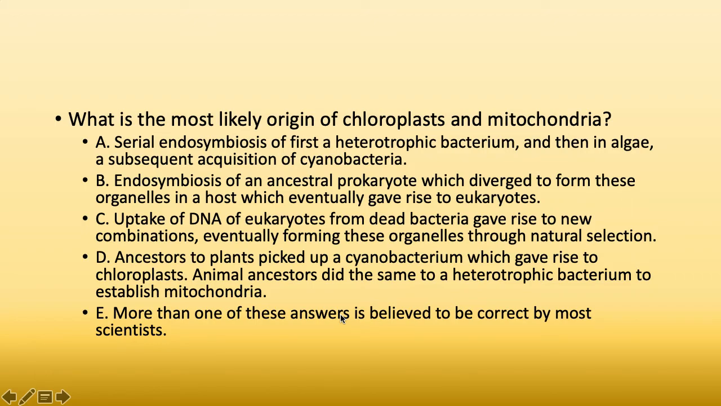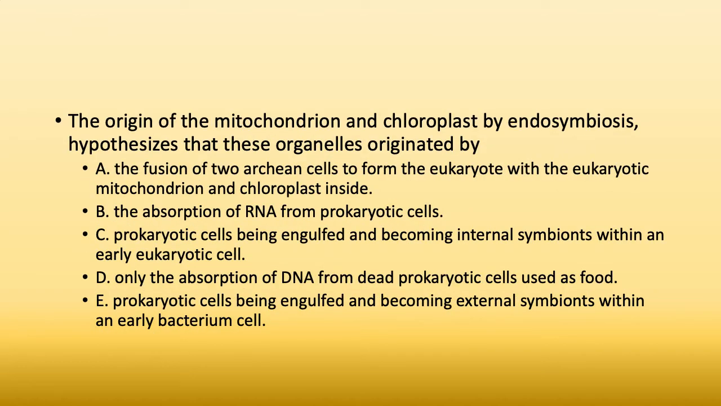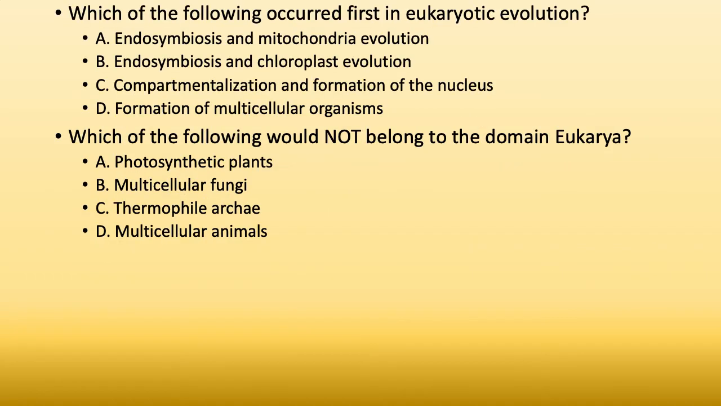What is the most likely origin of chloroplasts and mitochondria? It's A. Even just looking at just the endo. I looked at that, but B also had endo, but I'm just going to take it. It's A. Okay. The origin of mitochondria and chloroplasts by endosymbiosis hypothesized that these organelles originated by... What'd you say? Close, not that one. Did you say E? Because it's saying that it got swallowed by bacteria. Oh, is it C? Yes, it's C. So a eukaryotic cell swallowed a prokaryote. So it's C.